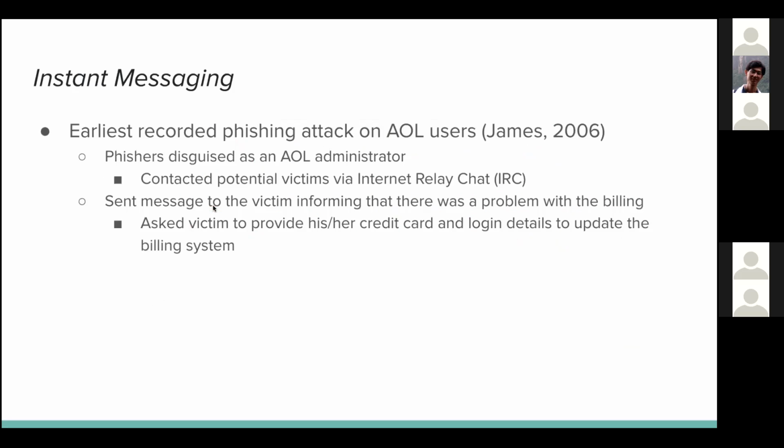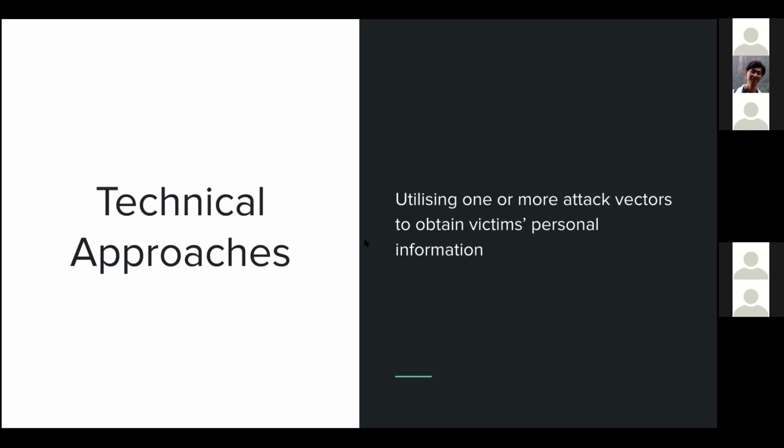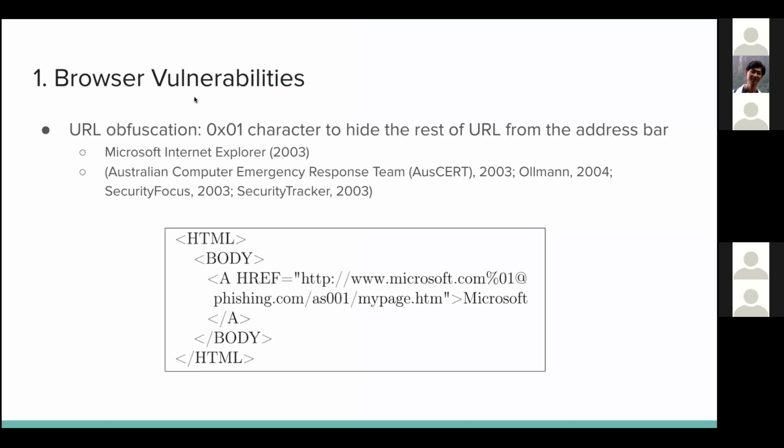Then there's also another piece of information in this introduction, which is instant messaging. Instant messaging contains the earliest recorded phishing attack on AOL users, where the phishers pose as an admin and then ask the victims to provide their credit card and login details. So this is a classic phishing attack. Right, so moving on, this paper introduces, I believe, 21 technical approaches that phishers may use. So the first one is through browser vulnerabilities.